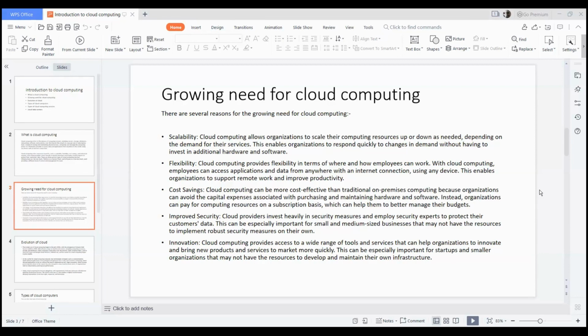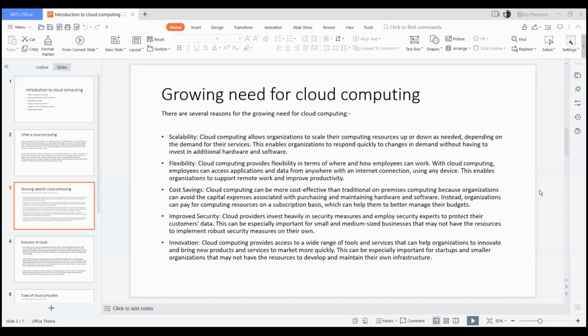Next we have cost savings. Cloud computing can be more cost effective than traditional on-premises computing because of two factors. One is that most organizations are situated in tech cities like Bangalore, Hyderabad, Gurgaon, and Delhi, and the prices of land in these areas are very high. If you have an office in a city and you are also building a data center, then you have to buy more land, or buy more area in your office building, to build your data center, and that would cost you much more.